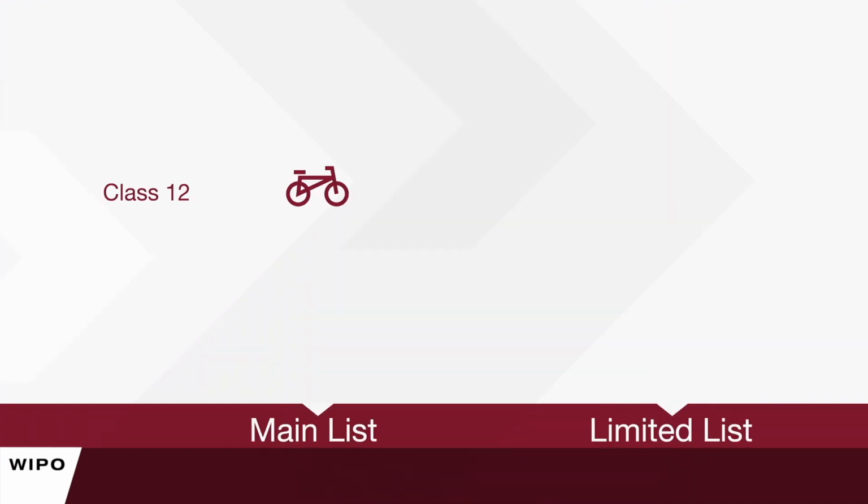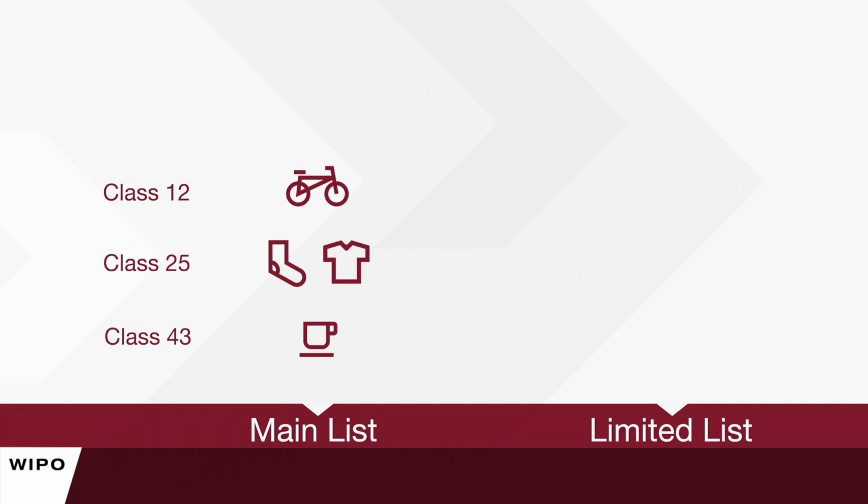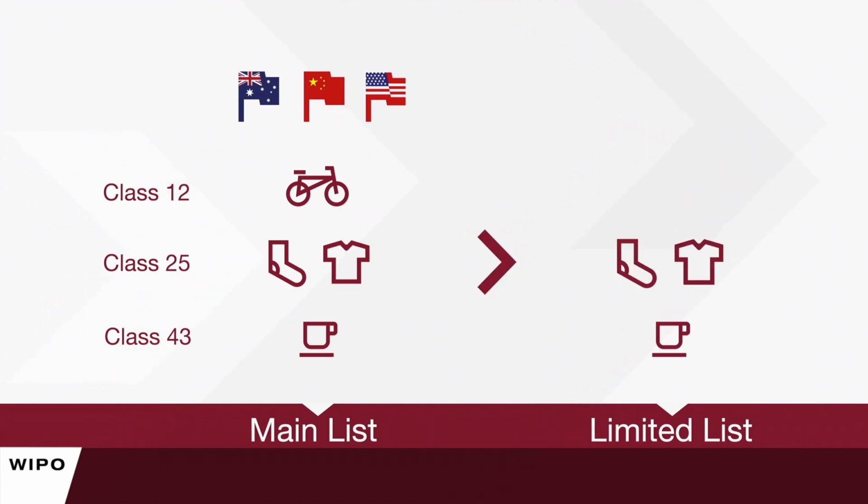What does this mean? Let's take an example. In this case, we have an international registration for three classes, 12, 25, and 43, designating Australia, China, and the USA. And the list would be limited to classes 25 and 43 for all designated contracting parties.